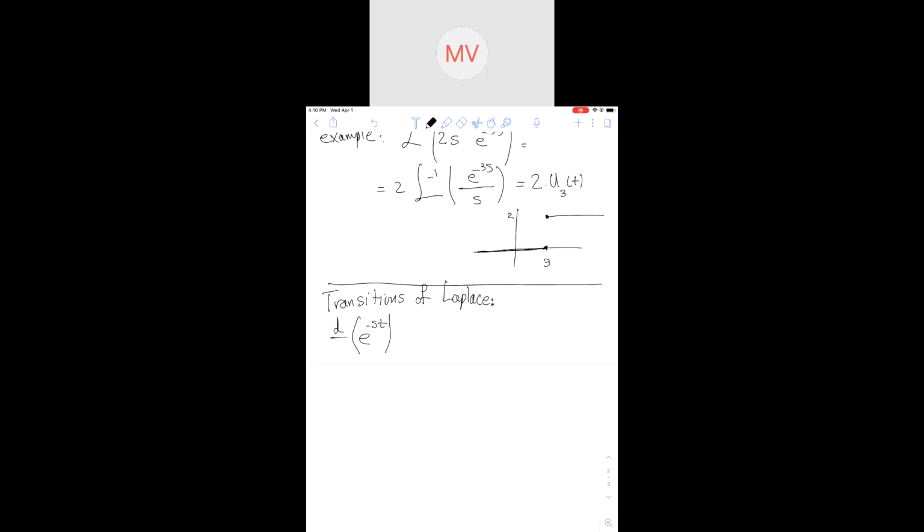Let's take the derivative of this function with respect to s. So that means s is the variable we're deriving this function with respect to.